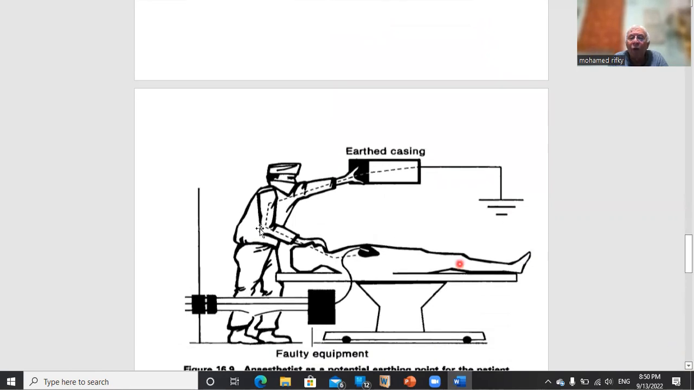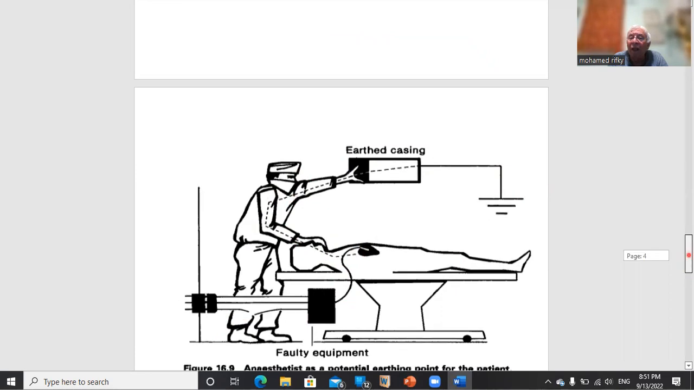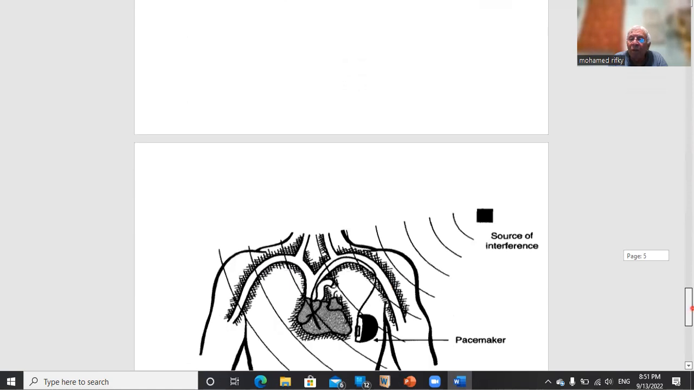And this is where the anesthetist is touching an earthed equipment, and at the same time touching the patient, and there is a fault in the electrical equipment through the catheter reaching the heart. So this fault can be completed through the earthing provided by the anesthetist, causing ventricular fibrillation. You see, this is micro shock.